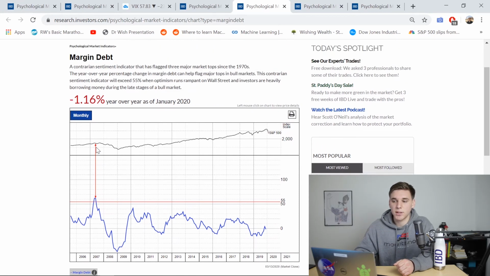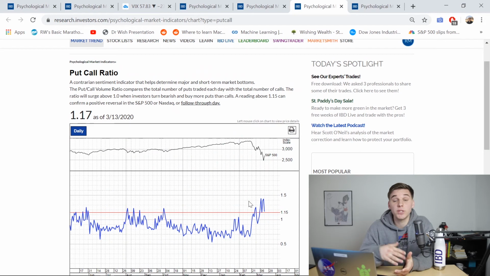in 2007. So next up, we've got the put call ratio, which is one that I use every single weekend to check up on the market sentiment. And as the name suggests, the put call ratio is basically the ratio of the number of puts to the number of calls. And the key number to watch is a reading above 1.15, and this can confirm a positive reversal on the S&P 500 because people have become too bearish.